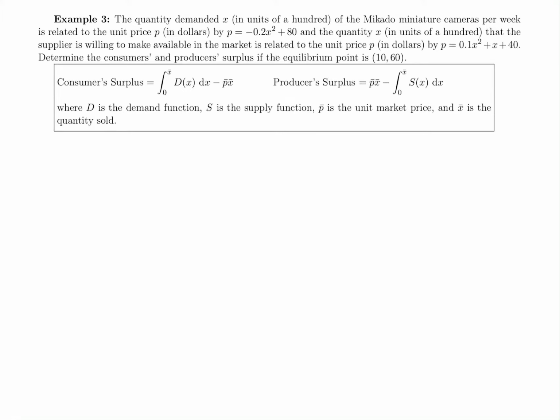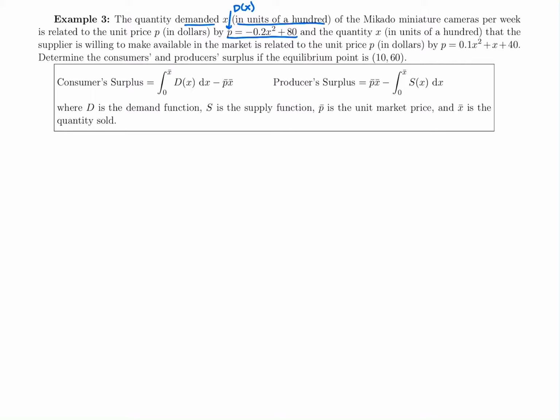The quantity demanded is in units of 100. So if X is 5, it doesn't mean 5 are being sold, it means 500. Here we're looking at Mikado miniature cameras per week, related by this equation. It says demanded and then gives us this equation. Here's our demand.